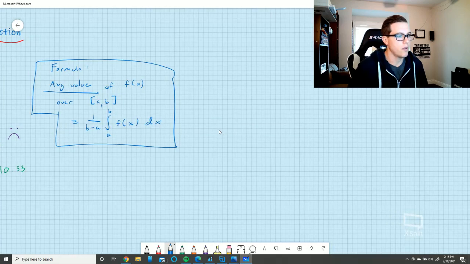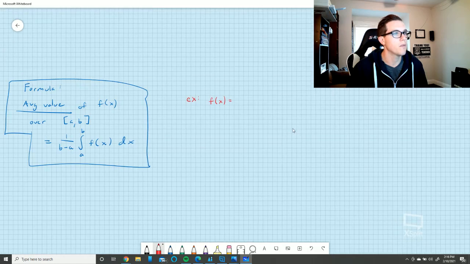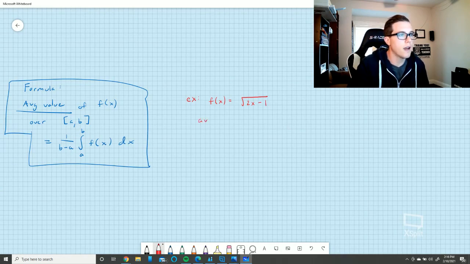All right, so let's do another example. If I have f of x equals the square root of 2x minus 1, I want to find the average value of f of x over the interval.